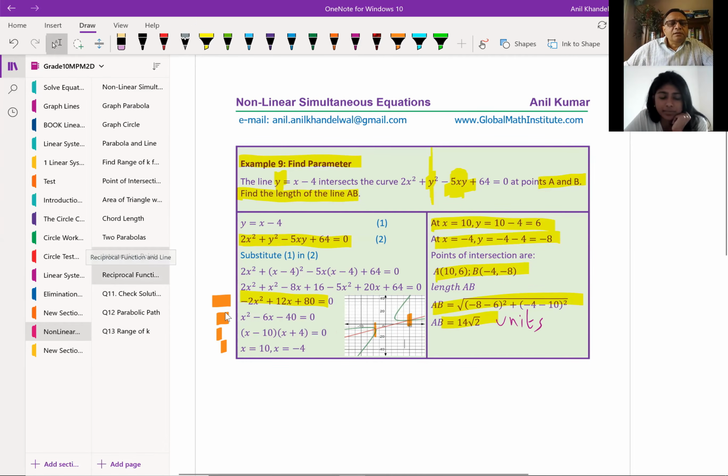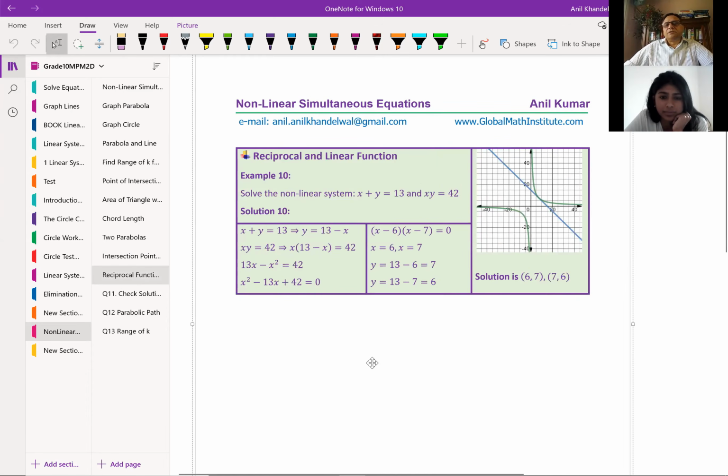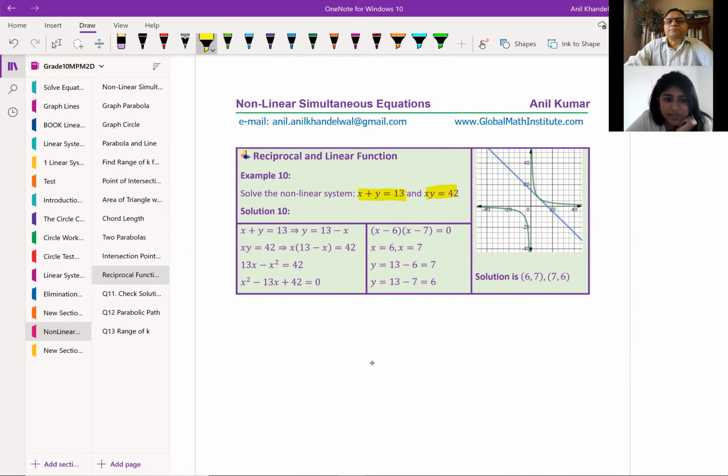Okay. The next question here is relatively simple. However, it's a different variety. We are now introducing you to the rational function in a different form. Can you please read the question for me? Yes. Reciprocal and linear functions. Example 10. Solve the nonlinear system x plus y equals 13 and xy equals 42.